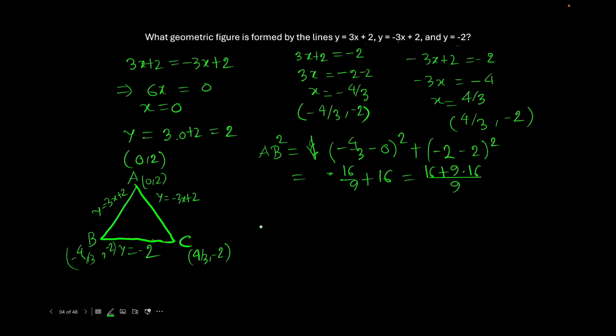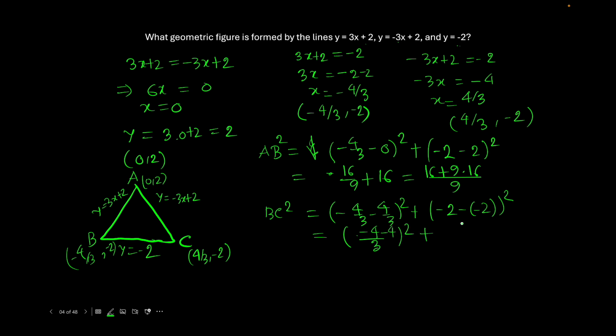Okay, now we want to find the value of BC. So BC square is equal to minus 4 by 3 minus 4 by 3 whole square, plus minus 2 minus minus 2 whole square. So it will be minus 8 by 3 whole square, and plus 0 square. So it will be 64 divided by 9.